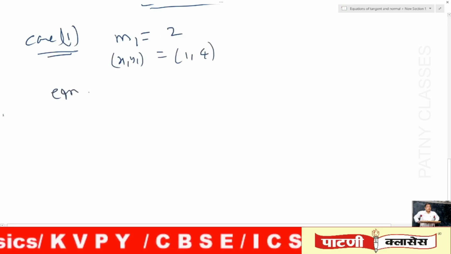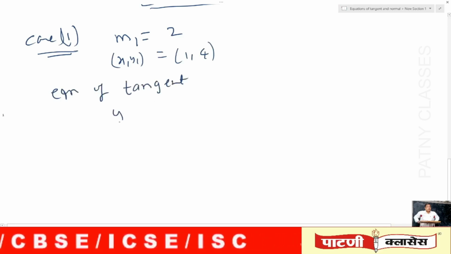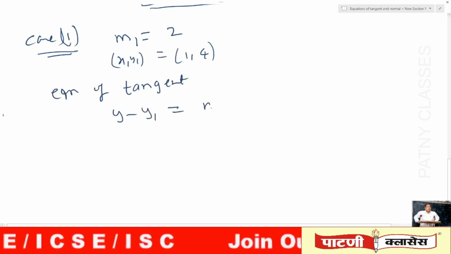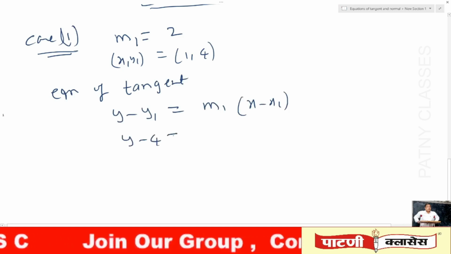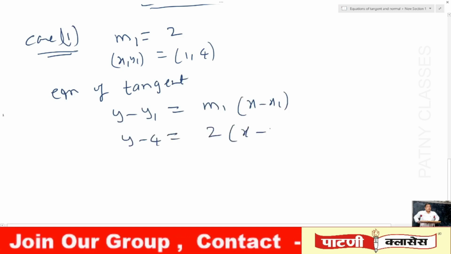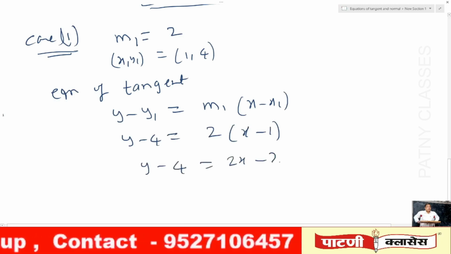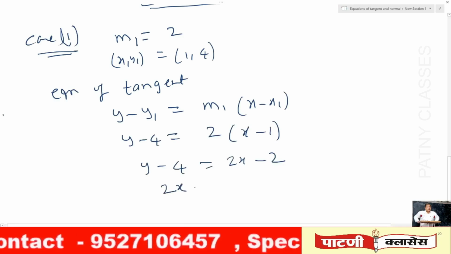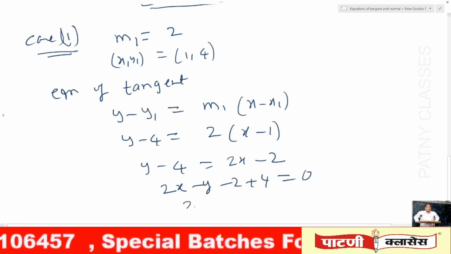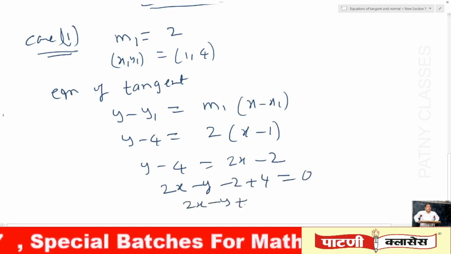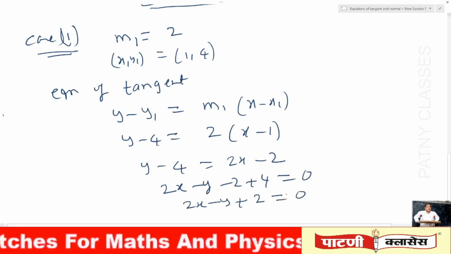So the equation of tangent is y minus y1 equals m1 times x minus x1. So y minus 4 equals 2 times x minus 1. So y minus 4 equals 2x minus 2. Rearranging properly, 2x minus y minus 2 plus 4 equals 0. So 2x minus y plus 2 equals 0. This is result number 1.